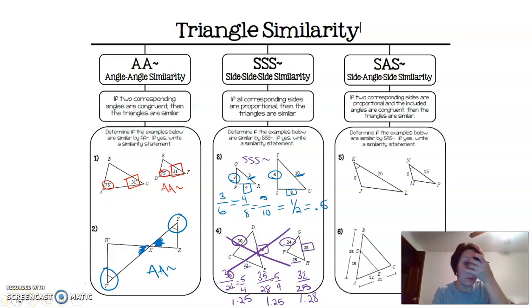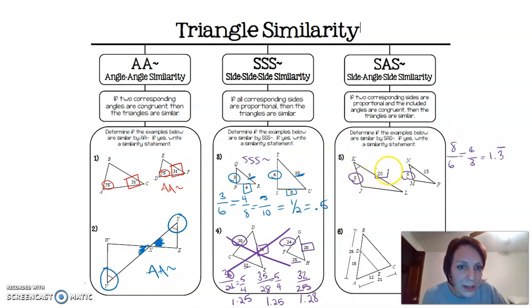In this first one, I've got an 8 and a 6. That reduces to 4/3, which is 1.3 repeating. Okay, I've got a 20 and a 15. Those are both divisible by 5. They also come out to 4/3, which is also 1.3 repeating. So good news, I have two side ratios that match.